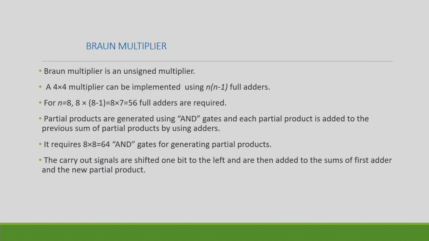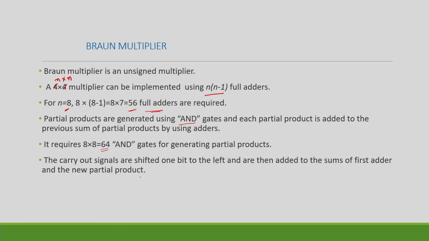Braun multiplier is unsigned multiplier, as I have told. Okay. If I consider a 4 bit by 4 bit multiplier, this requires in general for n, sorry, this is n actually, n bit by n bit multiplier, we require n into n minus 1 full adders. If I take n is equal to 8, this will be 8 into 8 minus 1, which is 56 full adders are required. And to generate the partial products, we require the AND gates. Okay. The number of AND gates required is simply n into n. N is 8, so total 64 AND gates are required.